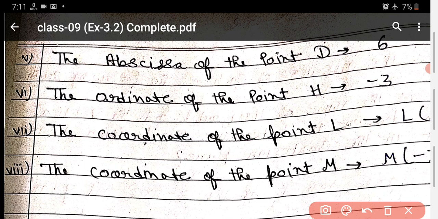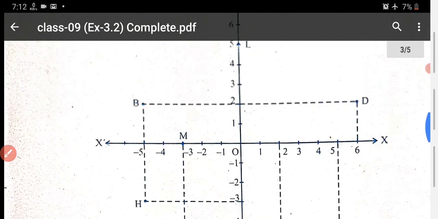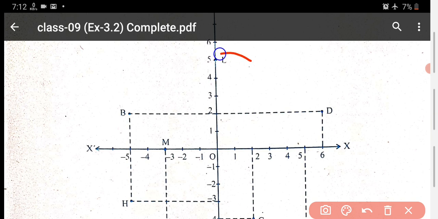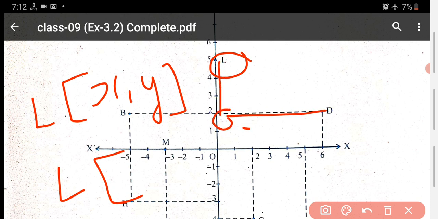Now next question is what is the coordinate of the point L and of the point M? Coordinate means you have to write both values, x also and y also. Now just from the diagram you have to see L and M. Where is the L point? Have you seen L here? Its position is x comma y. So just write here L. The value on the x-axis is 0, so you have to write 0. And for the y it is 5, so you have to write 5. So your answer is 0 comma 5.